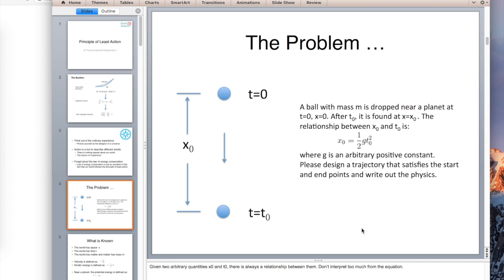So in this problem, you only see the start point, t equals 0, x equals 0, and the end point, t equals t0, and x equals x0. And you need to design a trajectory that passes through the start point and end point, and also write out the physics about the trajectory.